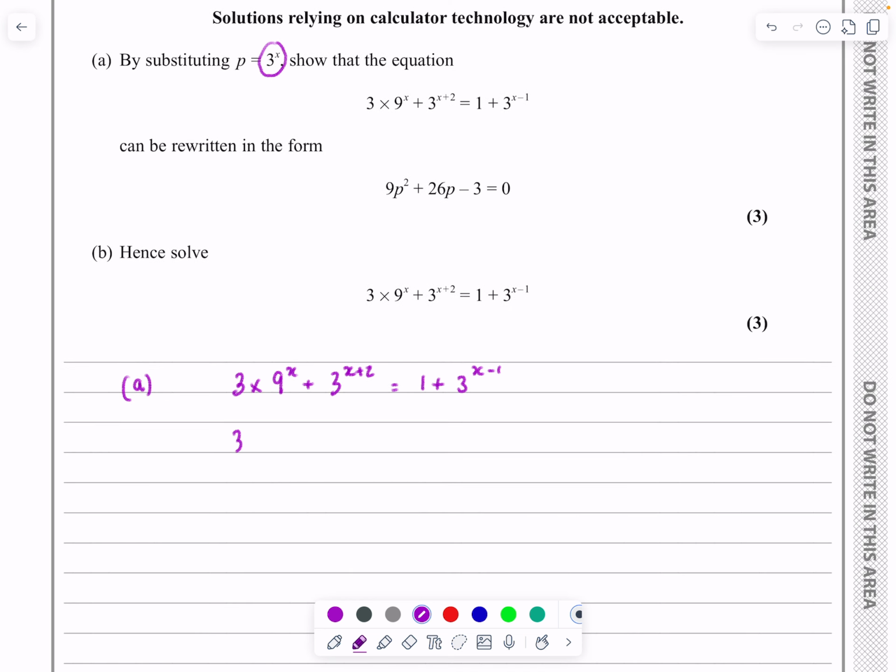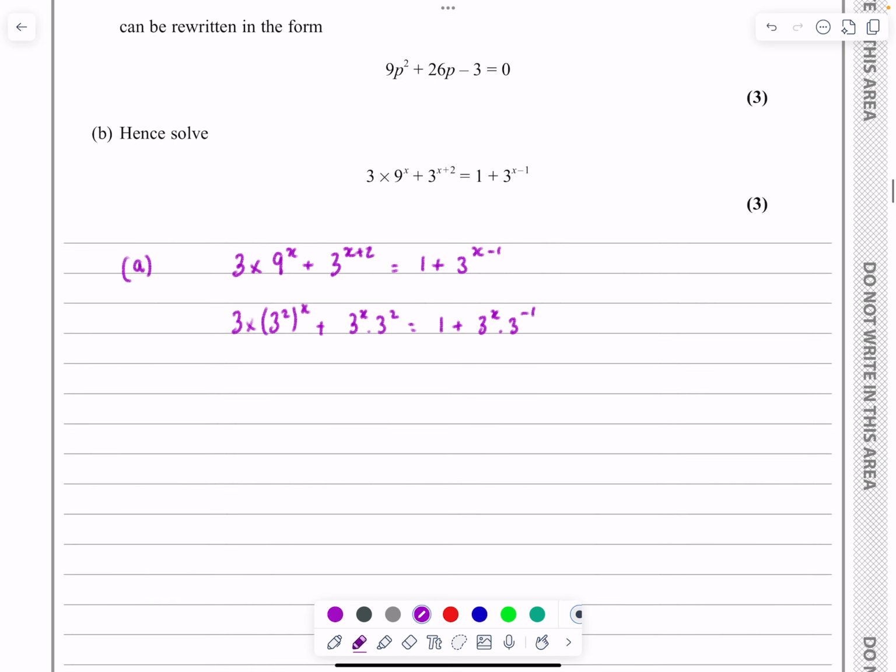So if I'm looking at this first term here, this 9, all I can do with that is say, well, I want it in terms of 3s, so I can change 9 to be 3 squared, to the x, plus here, 3 to the x plus 2, I can break that down into 3 to the x multiplied by 3 to the 2, and then with the third, the term on the right-hand side here, 3 to the x minus 1 is 3 to the x times 3 to the minus 1. So it just depends on how many steps you want to do all in the same go.